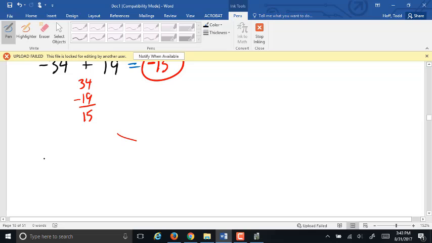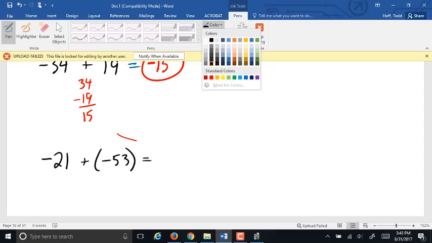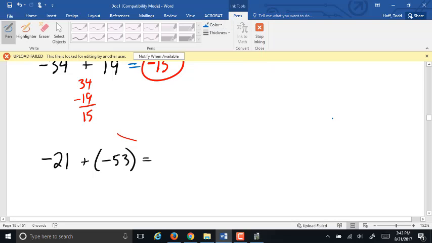If I have negative 21 plus a negative 53, what I am thinking in my head, here's 0, negative 21 goes this way. Negative 53, same direction or opposite direction? Same direction, they are both negative. Now it is longer, but it really doesn't matter since they're going in the same direction.